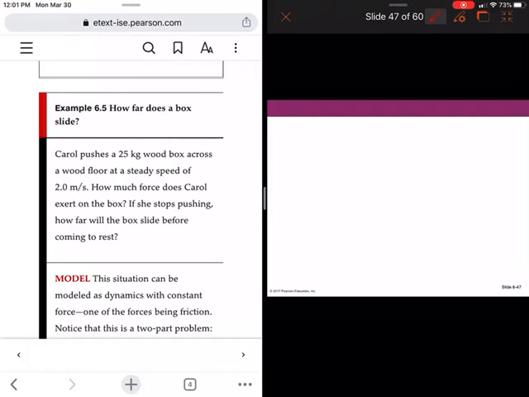Okay, so let's think about this for a minute. She's pushing on this box. My pictures are so good. She's applying a force in the X direction. We know that if it's on the ground, which it says is on the wood floor, it has weight that's pulling down, but it also has the same amount of normal force that's pushing up. There is also friction involved here because it's a wood box on a wood floor.